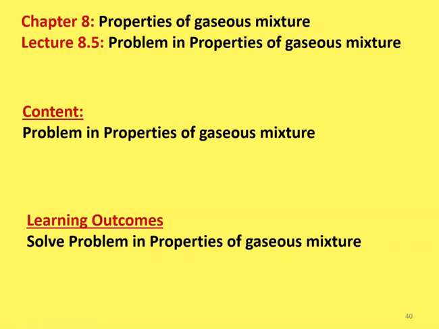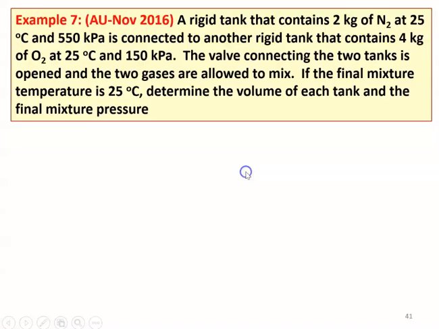This is lecture number 8.5, the problems in properties of gaseous mixture. In the earlier lectures also, we solved problems in the properties of gaseous mixture from the university question paper. In this lecture, again, we solve two more problems in mixing type of problem. The learning outcome of the lecture: at the end of the lecture, the student will be able to solve problems in properties of gaseous mixture.